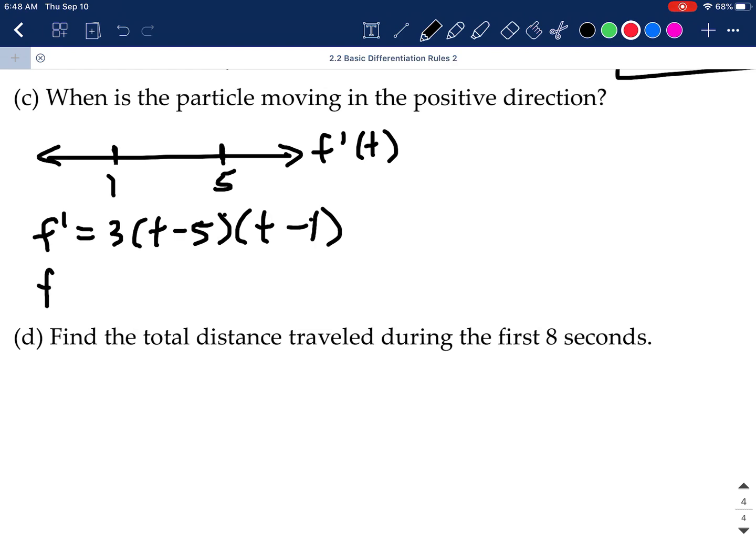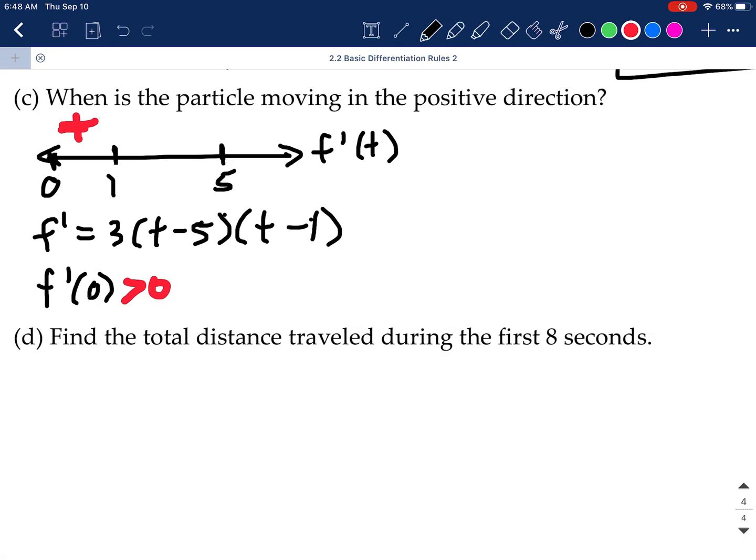So let's think about f prime of 0. If I plugged in f prime of 0 into that, I would get 0 minus 5 and 0 minus 1, both negative, meaning f prime of 0 is positive. So that means we're moving to the right. Oh, and we should actually indicate time is going to start at 0. So on the interval 0 to 1, our particle is moving to the right, which is going to be the positive direction.